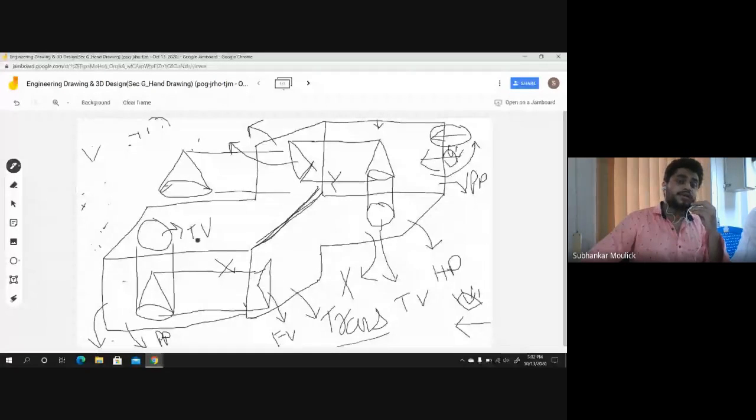while getting the top view, you need to rotate your horizontal plane, because this will be your top view. Fine. And there is a condition that you cannot rotate it anti-clockwise, because when the object is in the first quadrant, in that case you are rotating it clockwise, fine. And when the object is in the third quadrant, that too I am rotating it in clockwise direction.